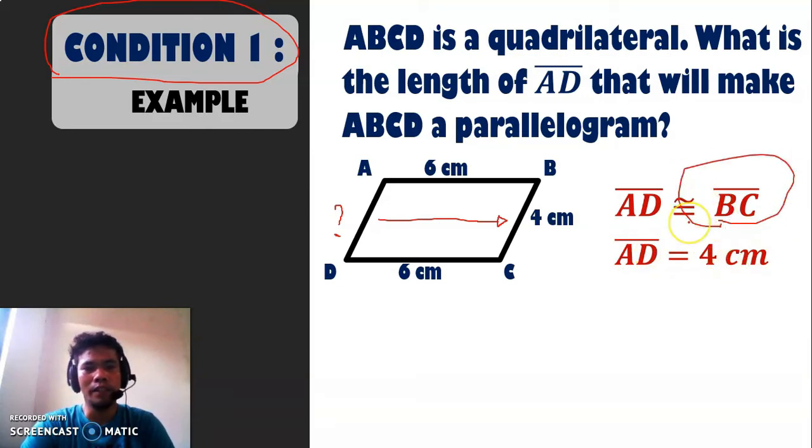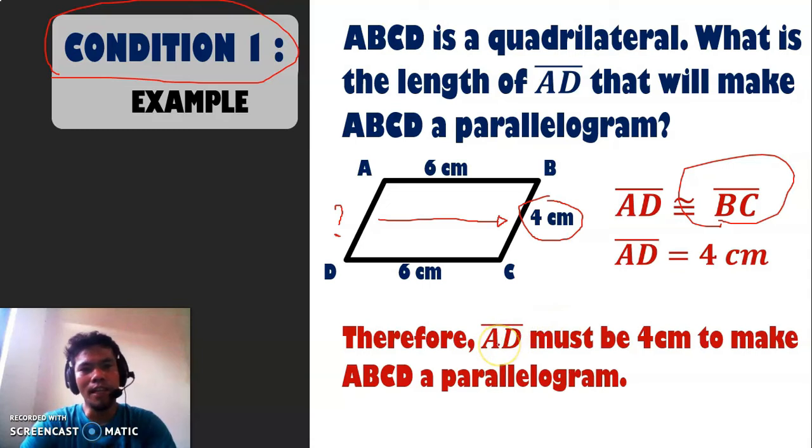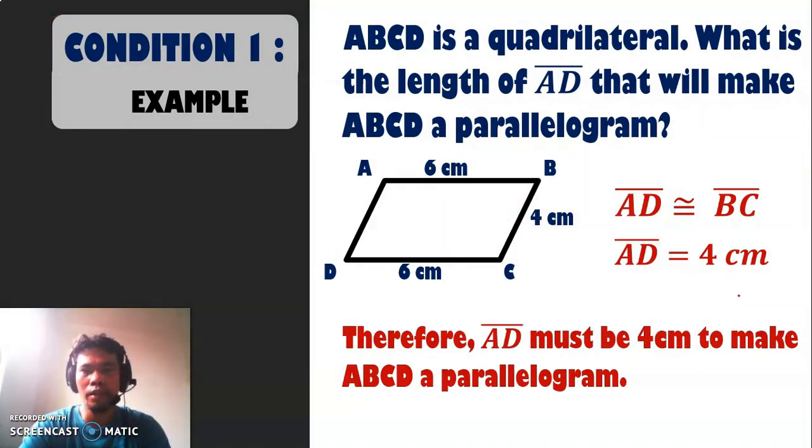Now, what is the value of side BC? Okay, very good. The value of side BC is 4 cm. Therefore, side AD must be 4 cm to make ABCD a parallelogram. Are you with me? Okay, next example.